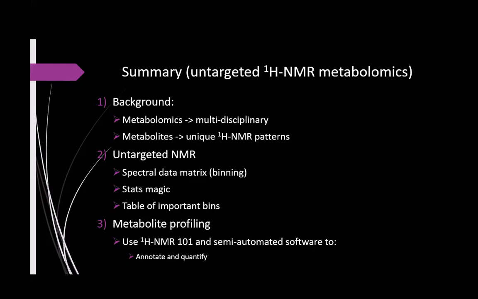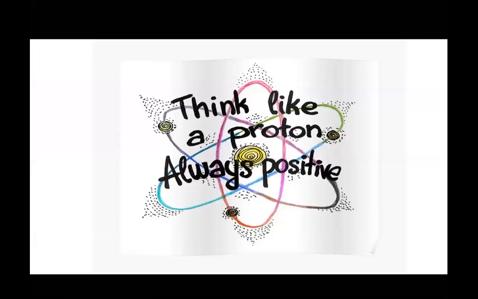So you use your understanding of 1H NMR, the 101 of 1H NMR, use semi-automated programs, you then annotate and quantify. And you combine all of this together and then you can publish your results. And if you do all this correctly, you have high quality output, you have a high quality publication. So that is my story, short and sweet, half an hour. And I'm going to end on a positive note. Think like a proton, always positive.